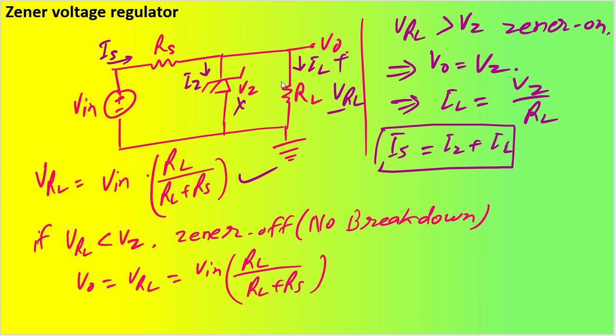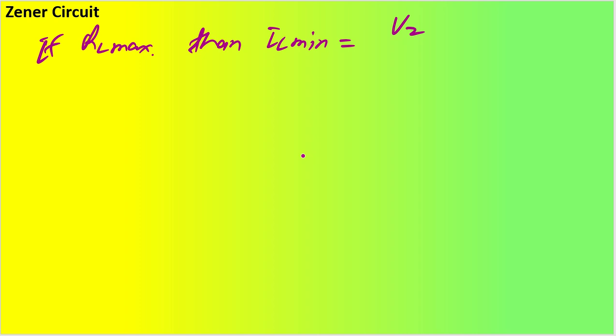Now let us see a little more. We have a provision of how much RL we should keep, so that this is always working as a voltage regulator, right? That's the thing that we have to understand. So what will happen? Let us say if my RL maximum is there, then my IL minimum will be what? The load current minimum will be what? Vz, as the Zener diode will be on, divided by RL maximum.